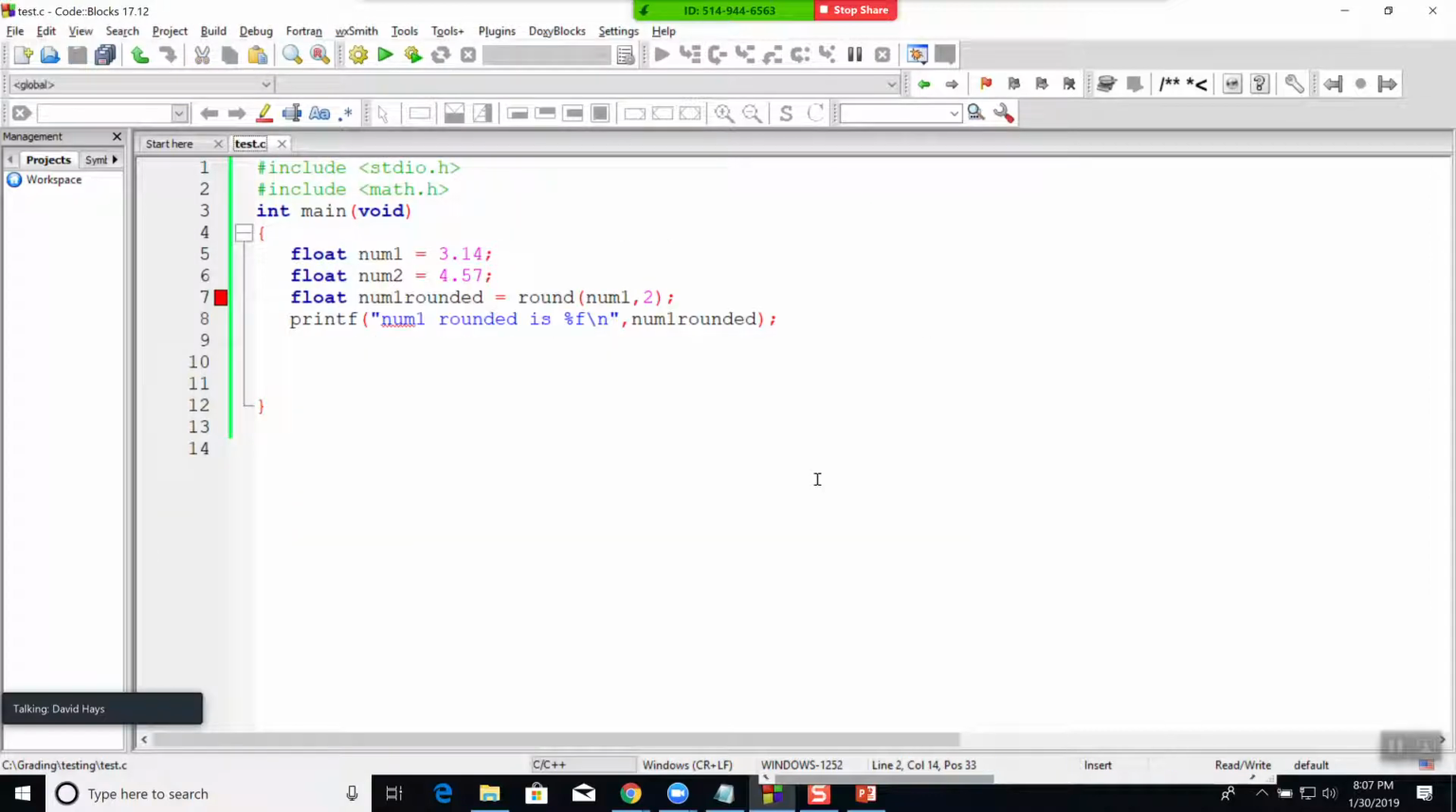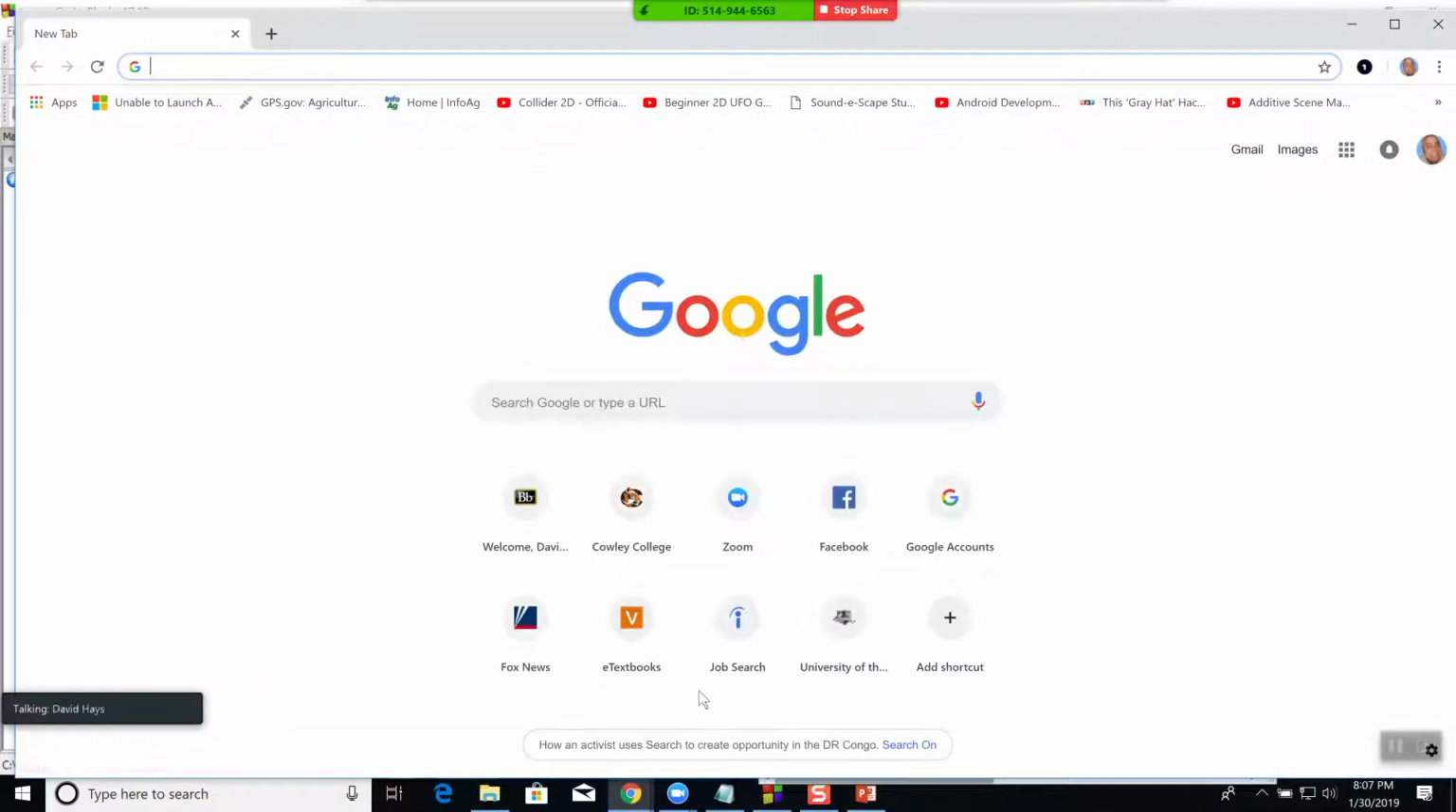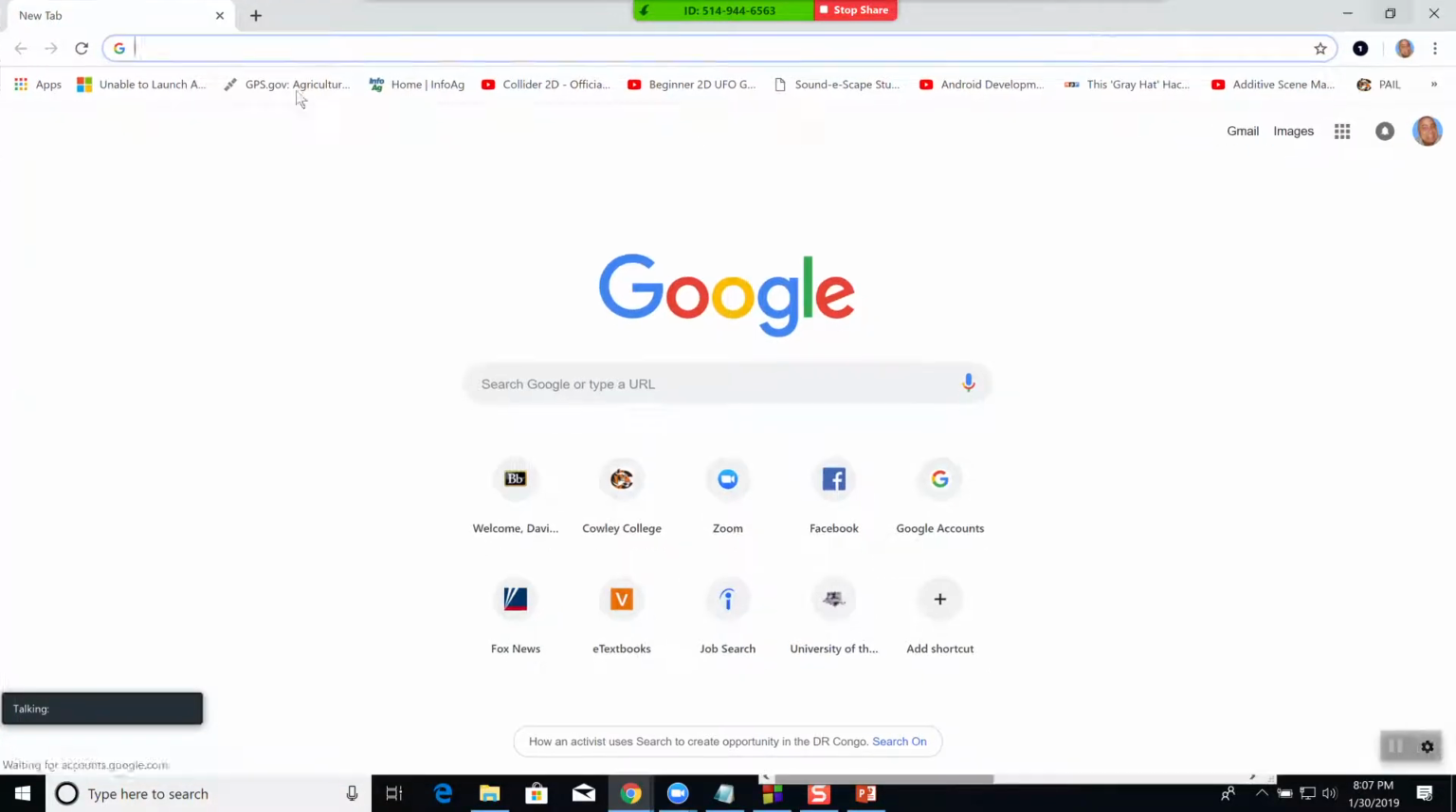Save changes, no. So why would a float be imprecise in the first place? Why would it be imprecise? Should be able to tell you that. I taught the introduction to digital design last semester. I don't know.